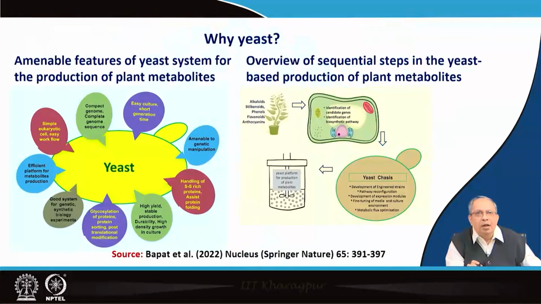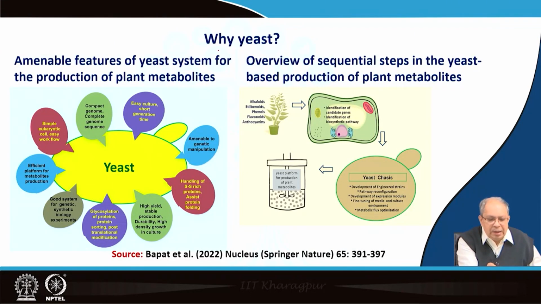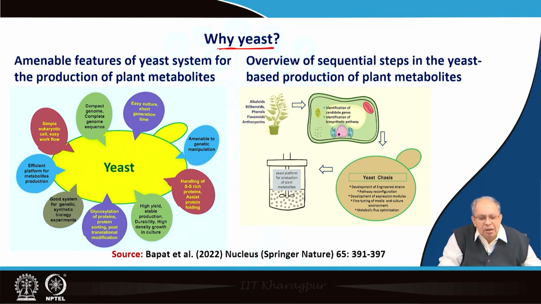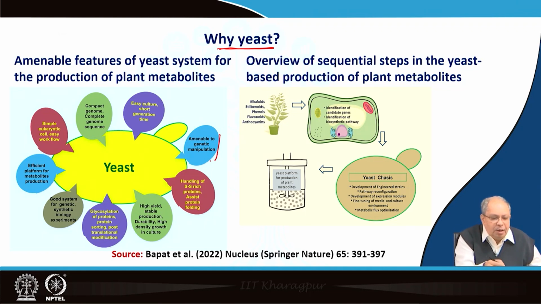Even then, if one chooses yeast, yeast is a eukaryotic system, but it is a single-cell eukaryotic system, and yeast metabolism is entirely different from what is happening in the plant. Although there are some positive sides with yeast, because they are easily amenable to genetic manipulation, and they can be easily cultured in a shorter period of time.